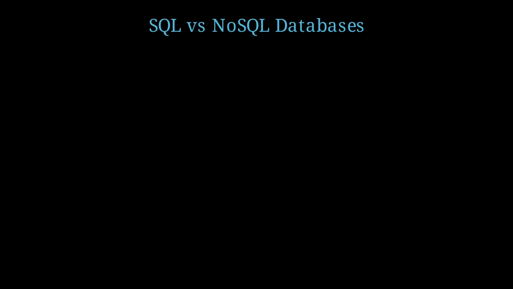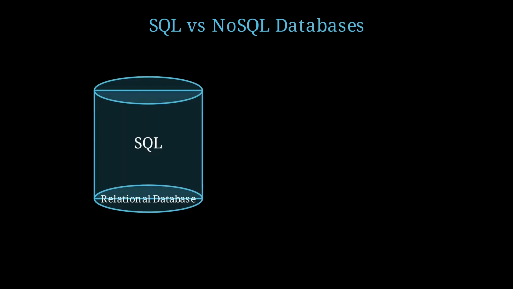One is SQL databases, and the second one is NoSQL. Okay, what is the difference between the SQL database and the NoSQL database? That's what we need to understand. The first category of difference is the data model.